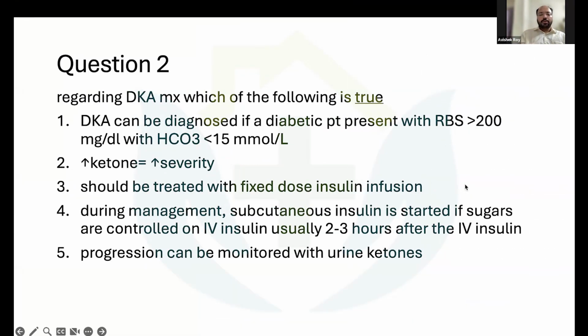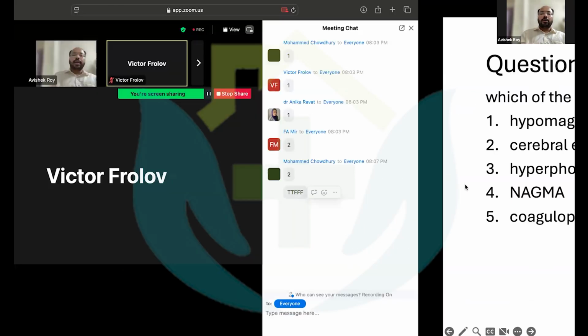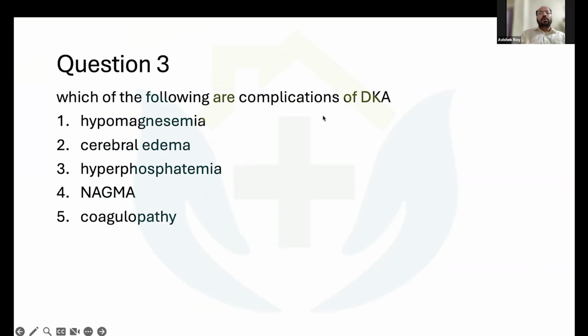So few of them got it right. Now coming to the next question: which of the following are complications of DKA? Hypomagnesemia, cerebral edema, hyperphosphatemia, normal anion gap acidosis, and coagulopathy.